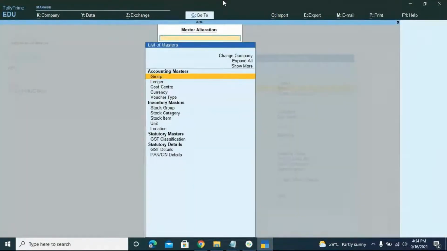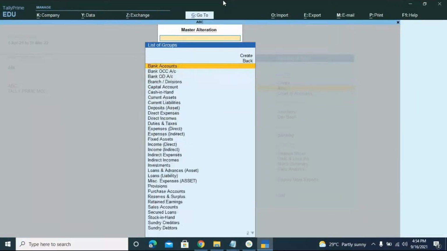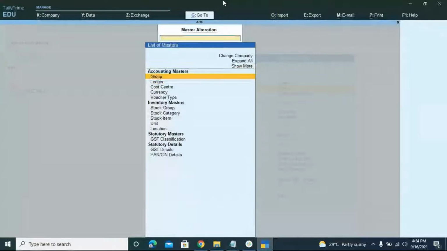If you go to the Alter option, we have all the defaults. Which is the function key or the option where we can view the default creations in Tally? It is the Alter option. In the master alteration screen, we can view all the default creations in the Tally software. How many groups we have, how many ledgers we have, everything.